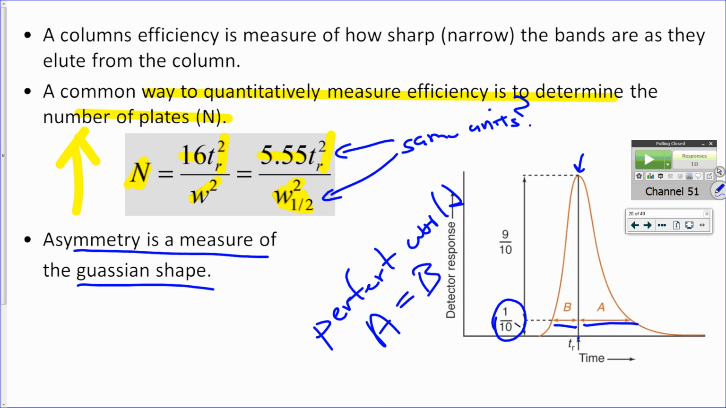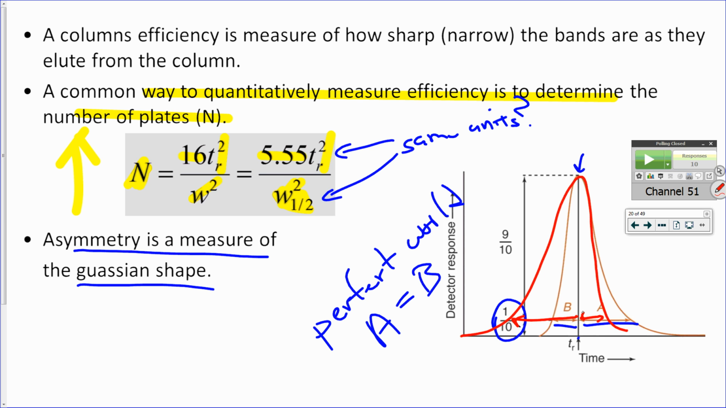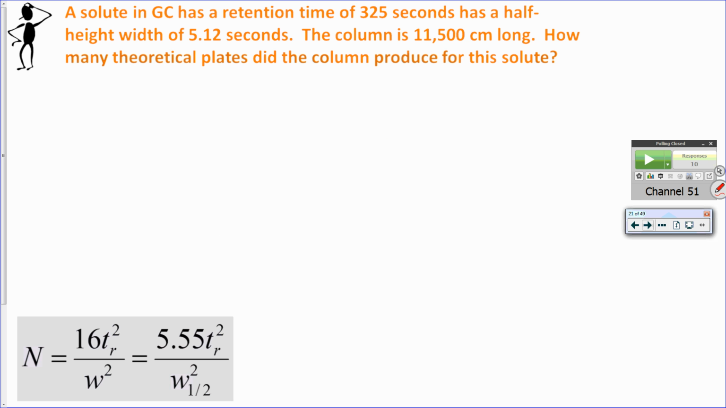A equals B. Right? But the fact that things are moving, it's rarely going to be that. Okay? And if you overload the column, you can make it go the other way. If I put more sample on the column than the column has capacity to deal with, my peak shapes may start looking like that. Okay? And now I would have a fronting peak, where B would be a lot larger than A than what we had in this case. That measure tells me something about what's going on with my system.